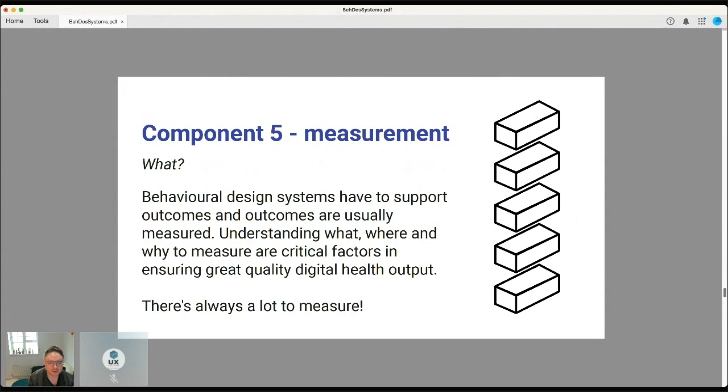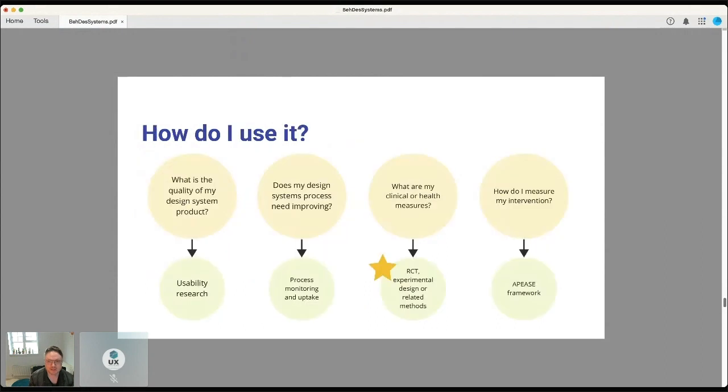This isn't a long talk, you'll be pleased to know, so hopefully we'll wrap up in the next 5 or 10 minutes. But the final part is about measurement. So what is this? Well, behavioral design systems have to support outcomes, and outcomes are typically, hopefully, usually measured. So what does this mean? Well, you have to understand what, where, and why to measure. These are critical factors in ensuring great quality digital health output. There's always a lot to measure. So what is there to measure? And I haven't covered everything here because there's so much.